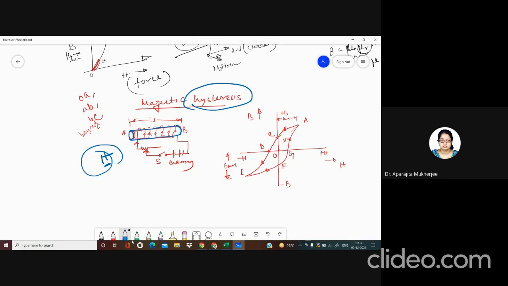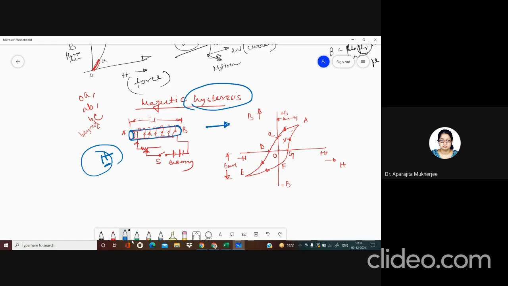That means we will draw here again the BH curve corresponding to this solenoid. Which solenoid? An iron core wound with a number of turns, and the magnetic field intensity here is proportional to the current flowing through this solenoid. And if we decrease the magnetizing force H, then corresponding to this we will get a curve that looks like this. So what will exactly happen here?